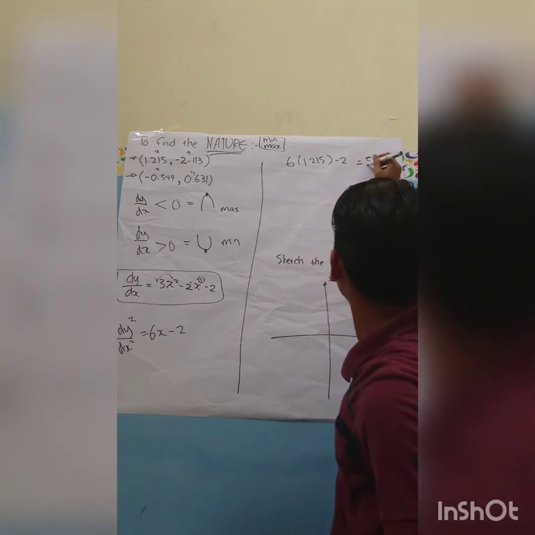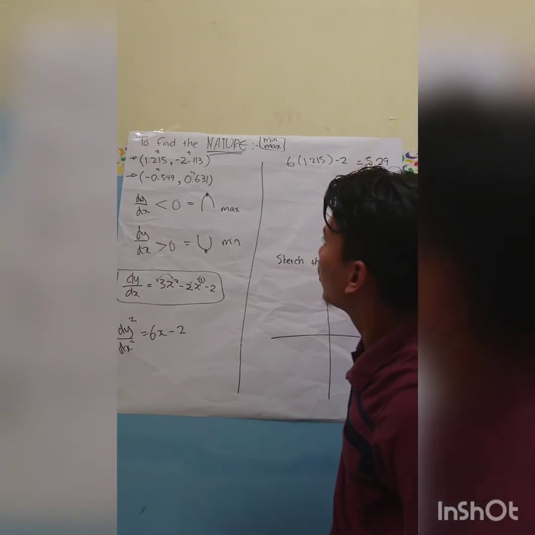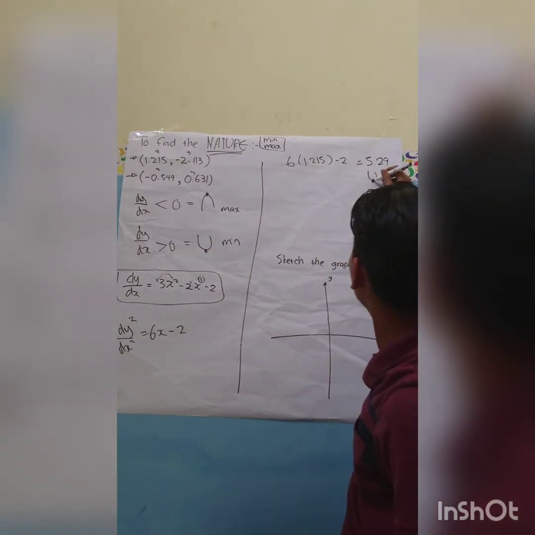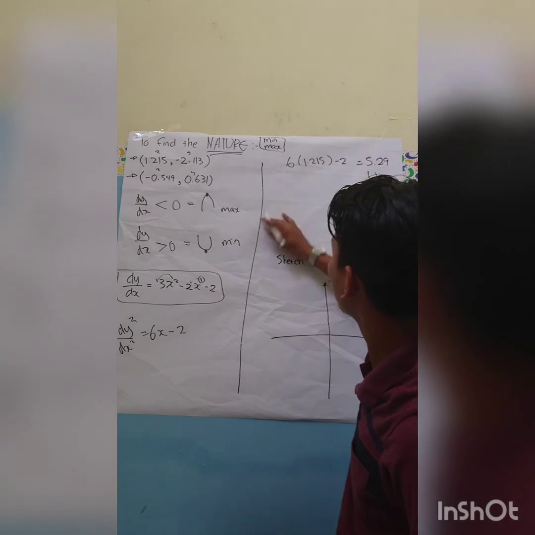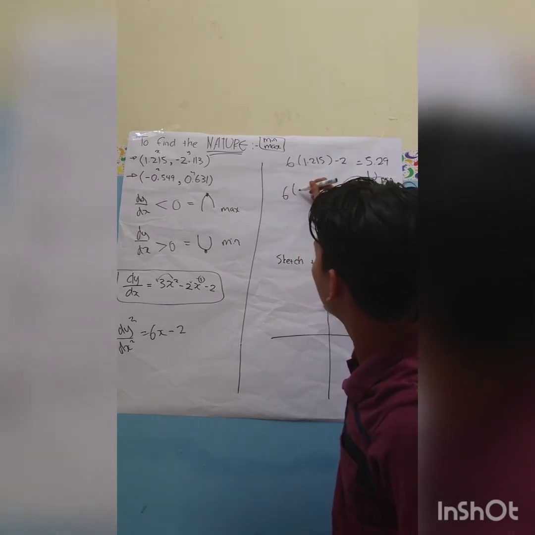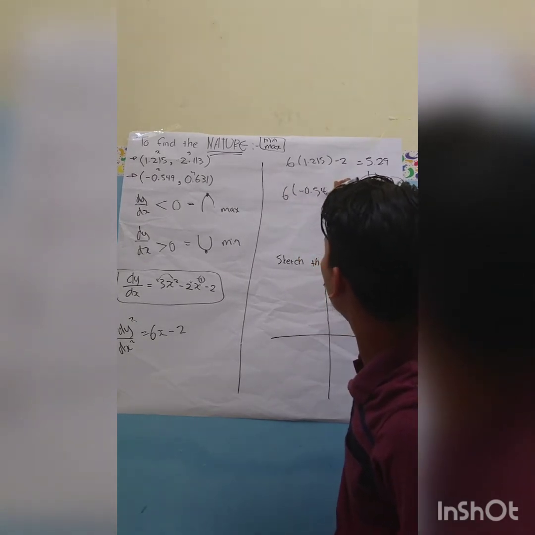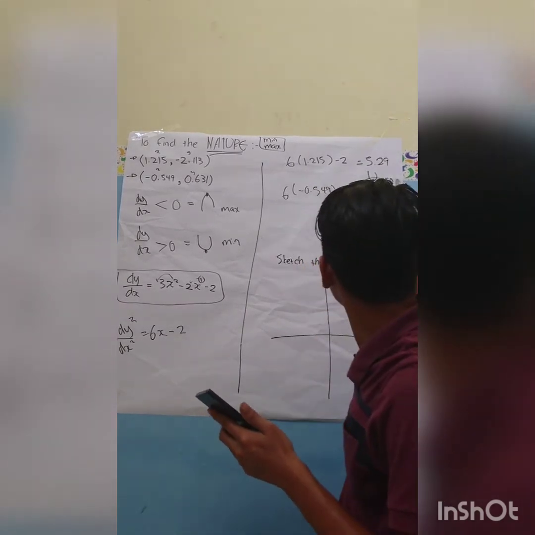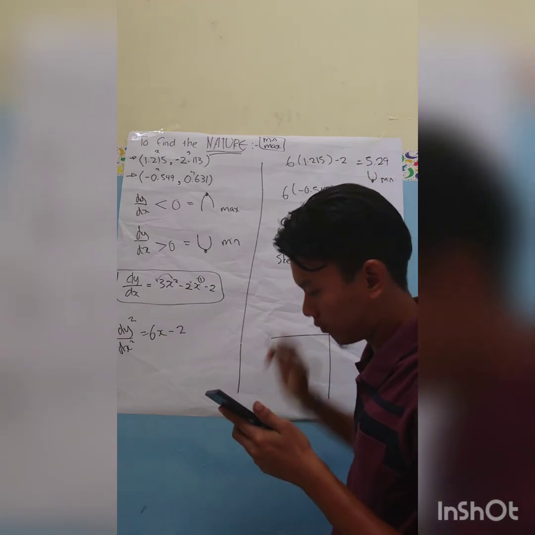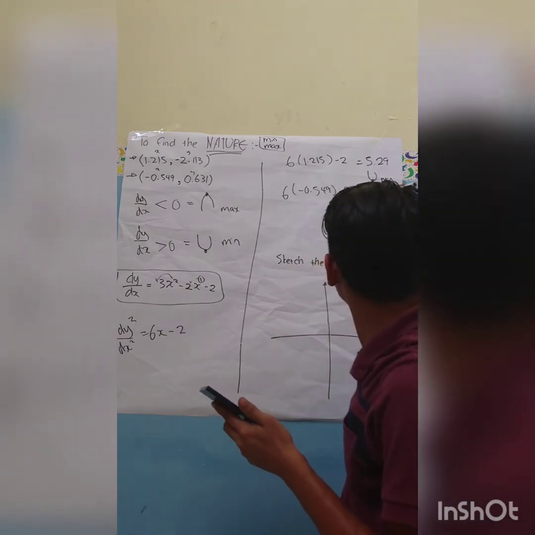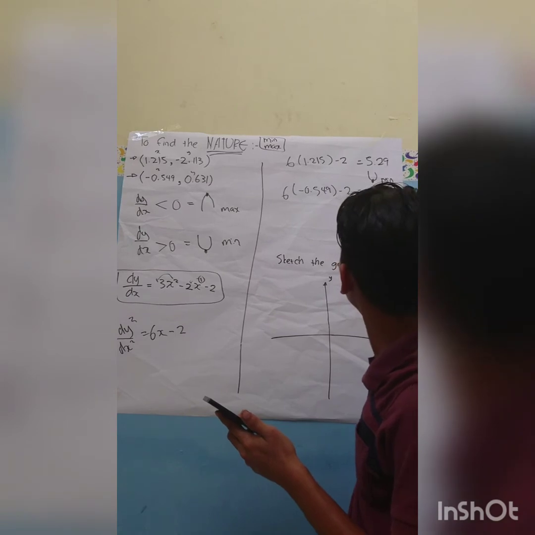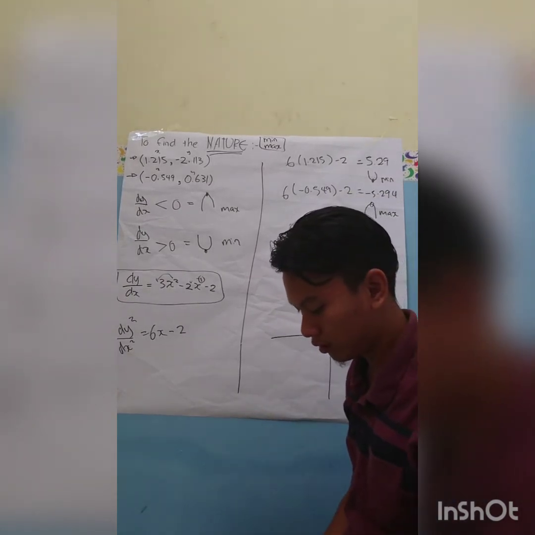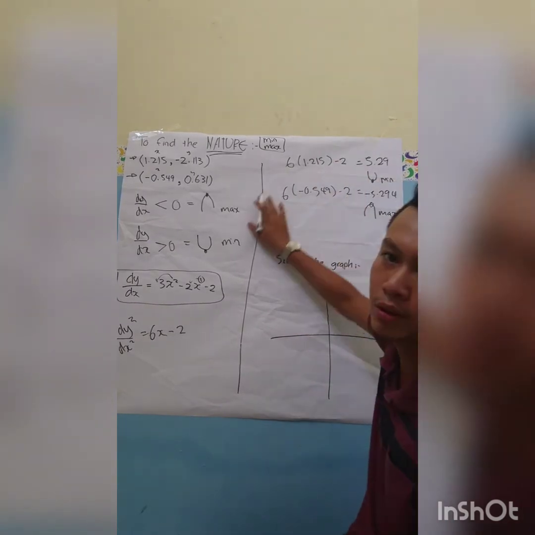So we get 5.29. This is bigger than 0, so the graph will be like this. This is the minimum point. Another one: 6 times negative 0.549 minus 2 gives negative 5.294. So the graph will be like this one. This is the maximum point. So now we know the maximum and minimum points.